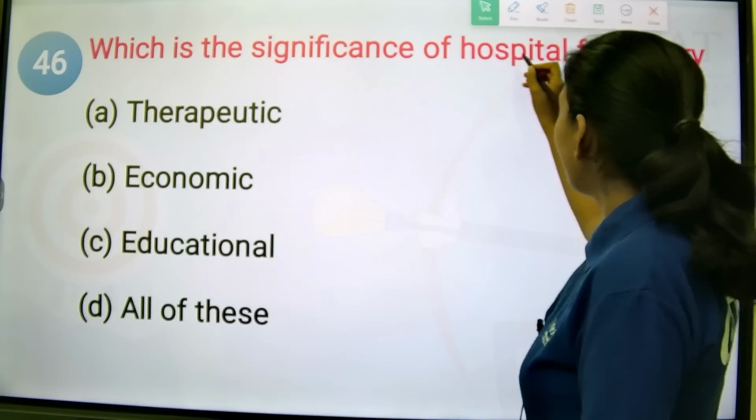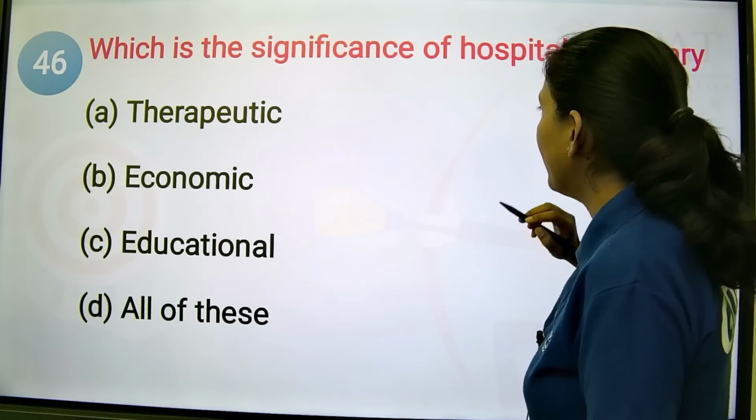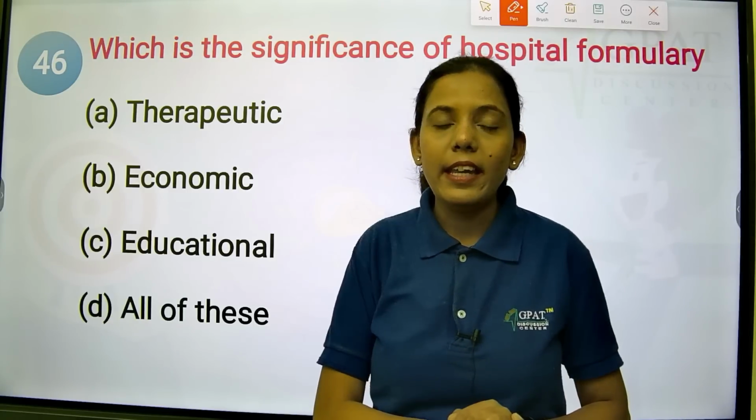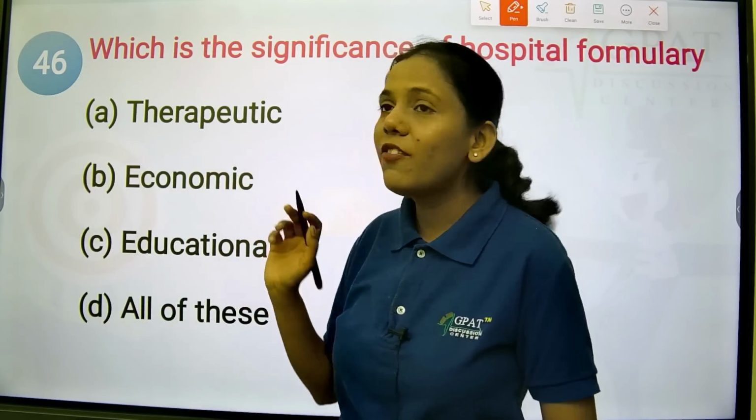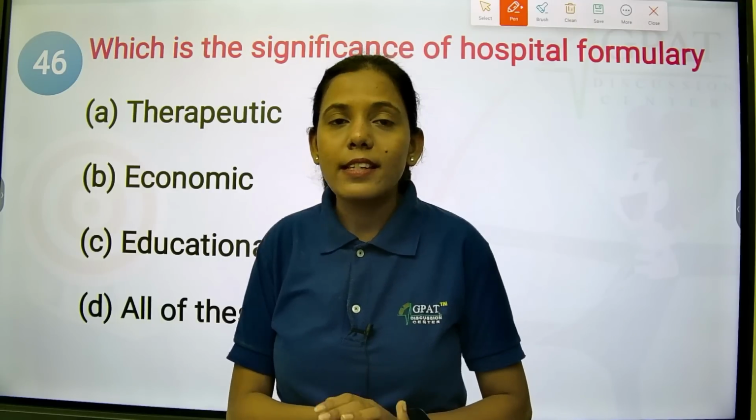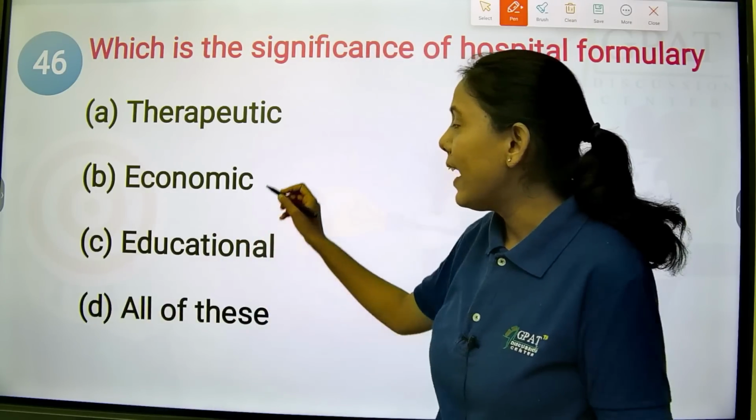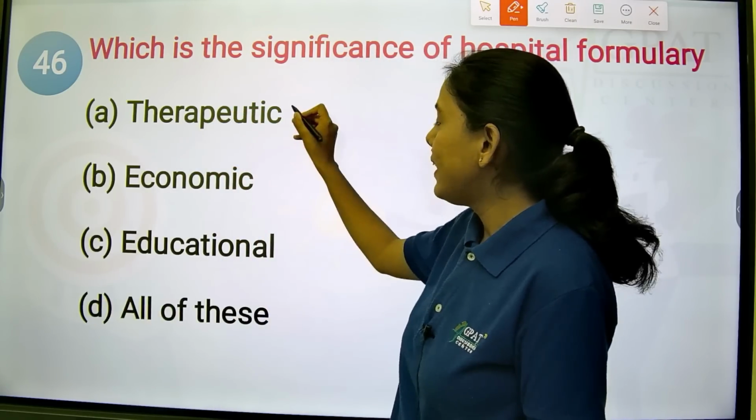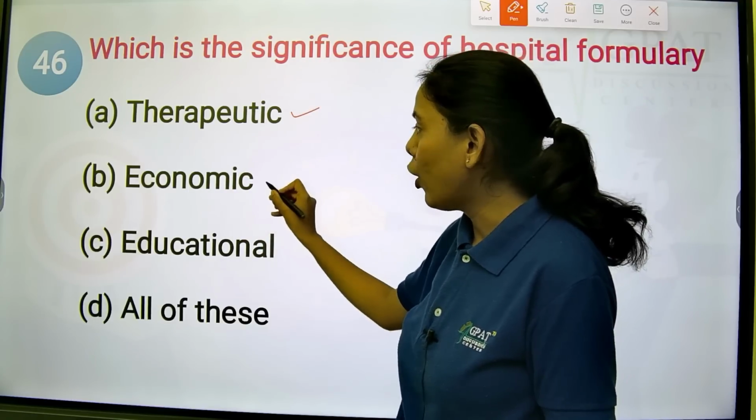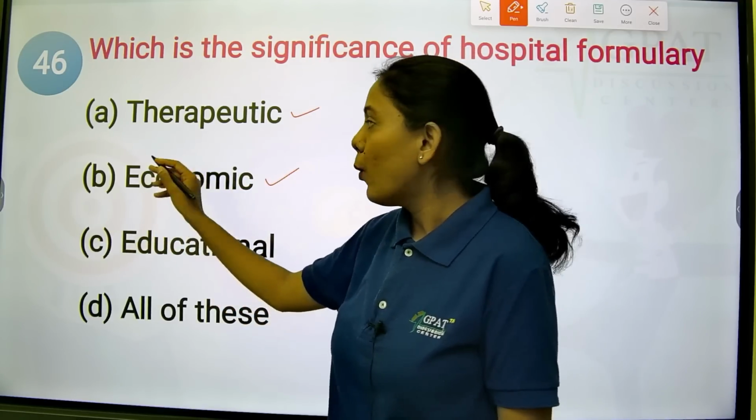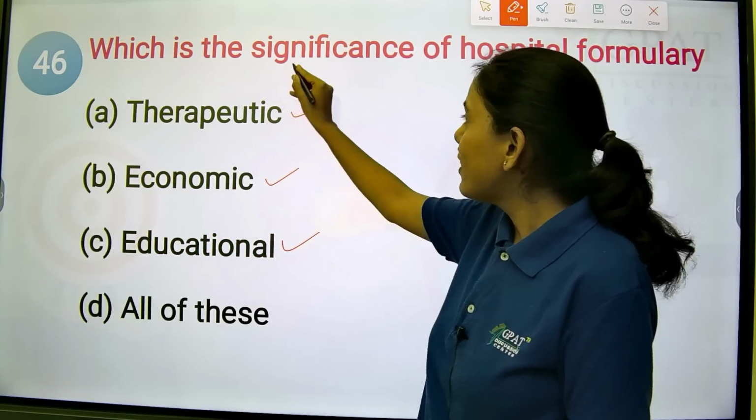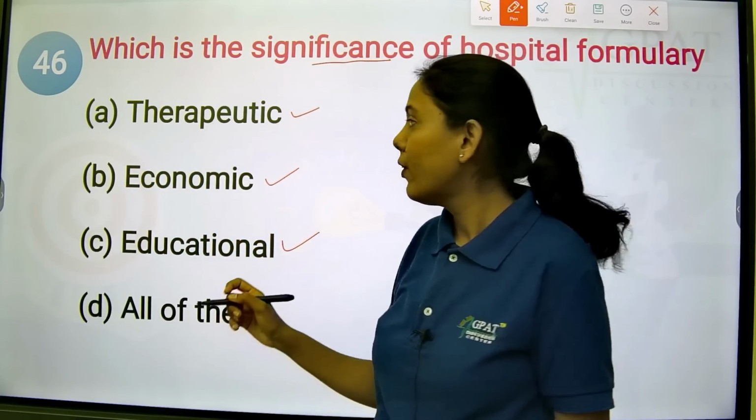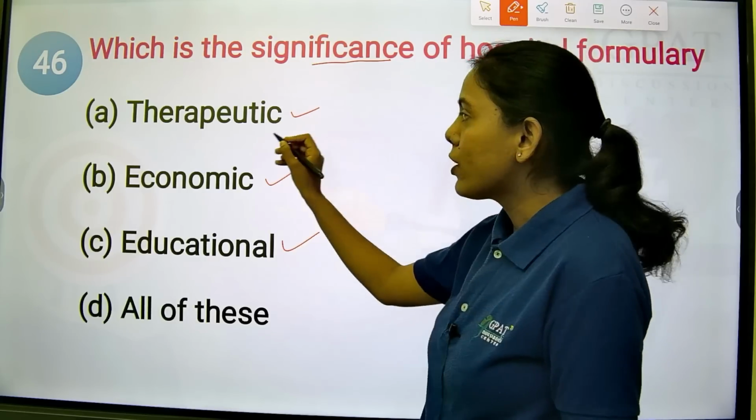Which is the significance of hospital formulary? Okay, so hospital formulary is made considering all the factors like the therapeutic, the safety of the patient, the efficacy and everything. Option A is therapeutic, option B is economic. Yes, it reduces the charges, educational and all of this. So these are the advantages of hospital formulary.